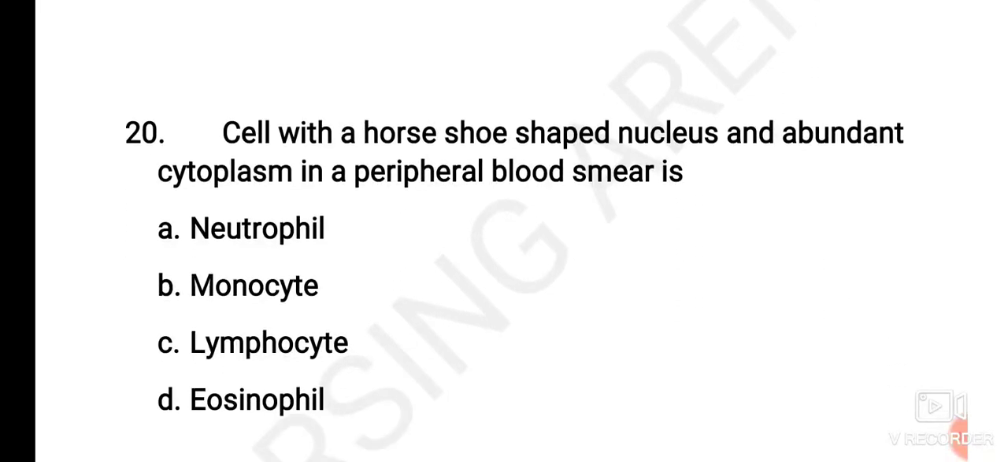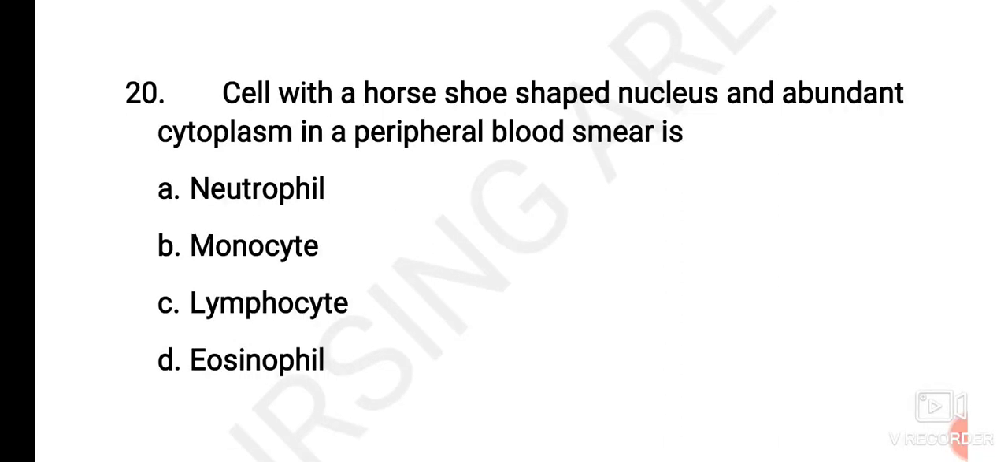Cell with a horseshoe-shaped nucleus and abundant cytoplasm in a peripheral blood smear is neutrophil, monocyte, lymphocyte, or eosinophil? The correct answer is the horseshoe-shaped nucleus and abundant cytoplasm in the peripheral blood smear is monocyte. Next question.